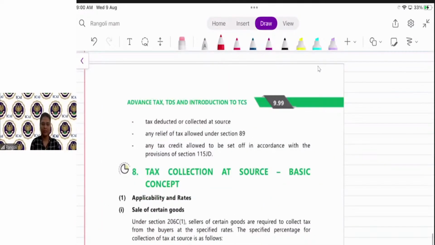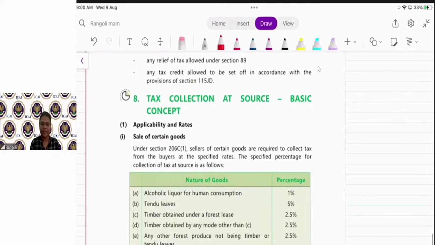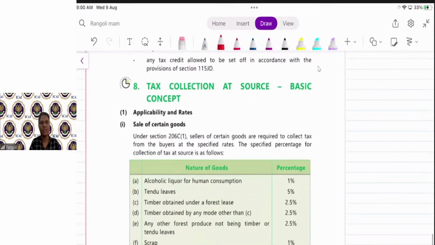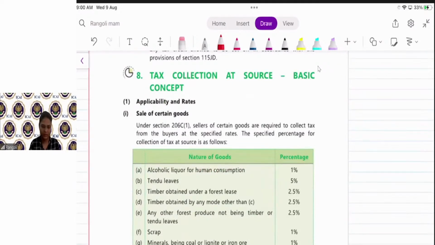Everyone clear with the interest under section 234B and C? Yes or no, please reply. Can we move forward to tax collection at source, that is TCS? Yes or no, please reply fast.